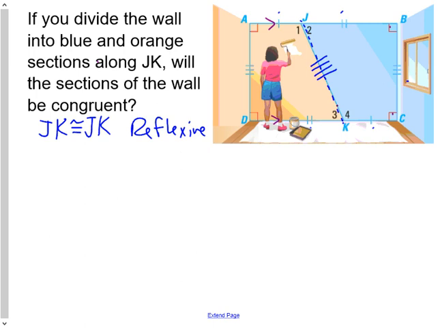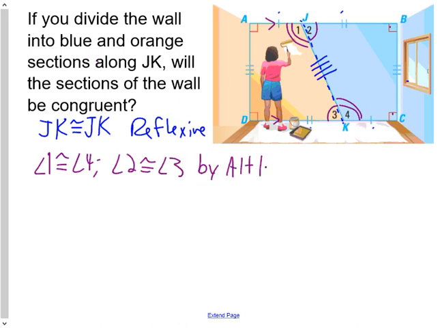And therefore, 3 and 2 are alternate interior, must be congruent. And 1 and 4 also alternate interior, must be congruent. So writing that out, 1 congruent to 4, 2 congruent to 3, by alternate interior angles. And now, because I have all angles congruent, I've got right angles, I've got these parallel angles, all sides are congruent, yes, the sections are congruent.